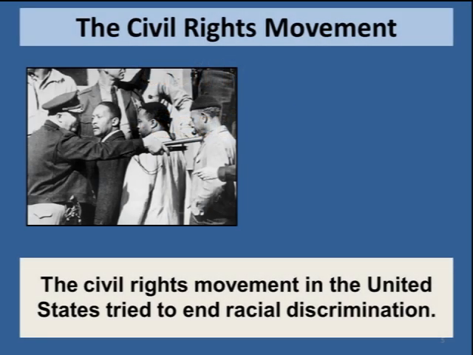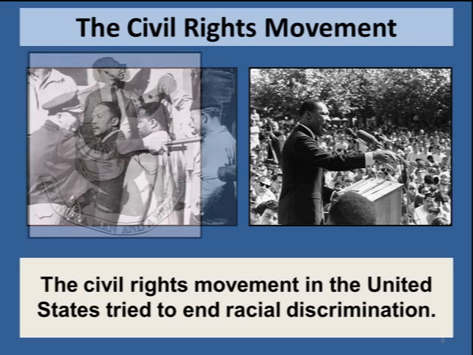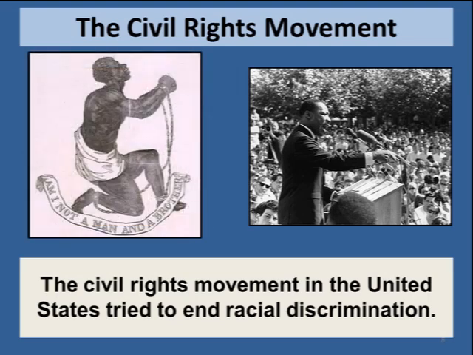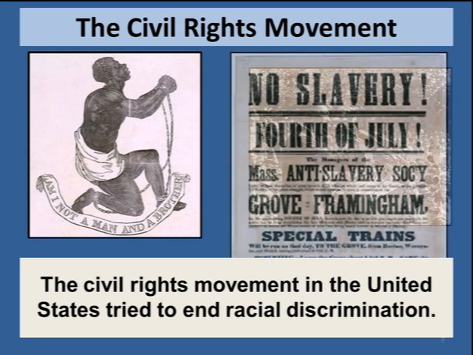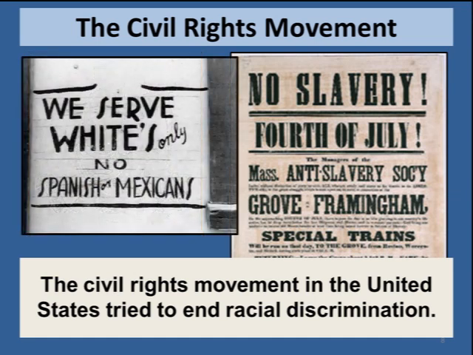The civil rights movement in the United States tried to end racial discrimination. Sometimes called the African American Civil Rights Movement, it went through several stages. The movement began before the Civil War and ended in the late 1960s. The modern phase of the civil rights movement lasted from 1954 until 1968.